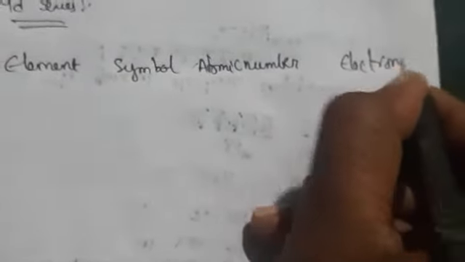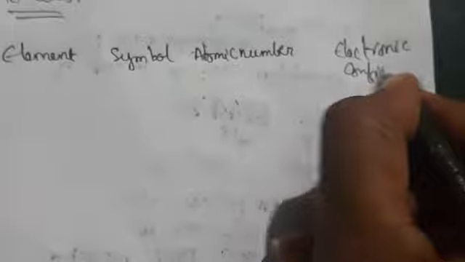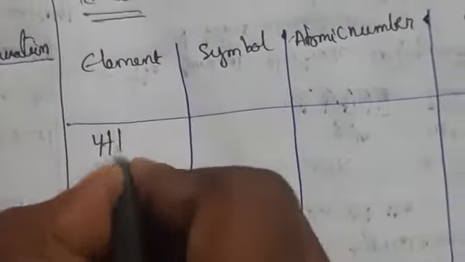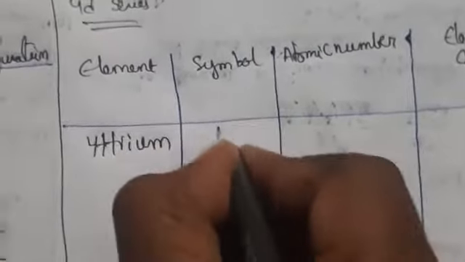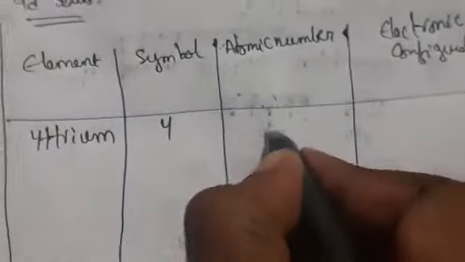Electronic configuration. Write down the element. First one, yttrium. Yttrium, symbol Y, atomic number 39.